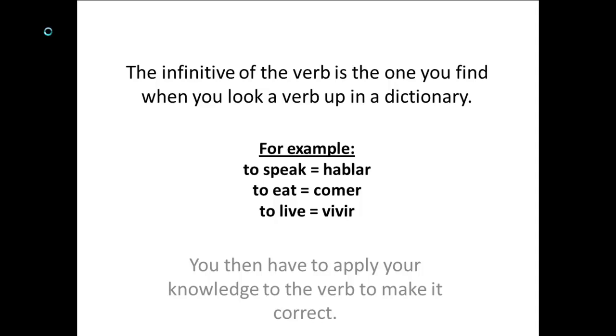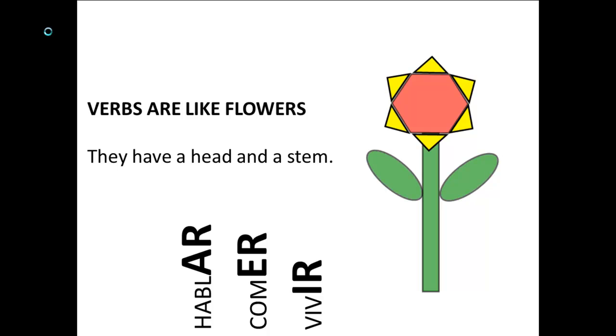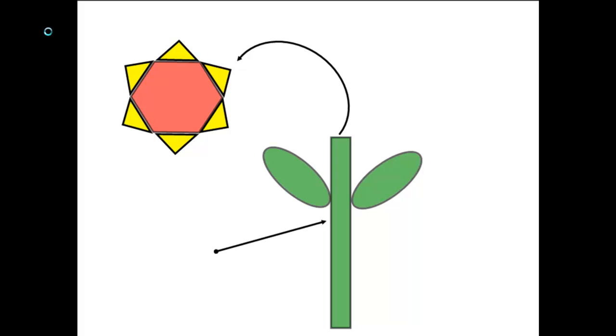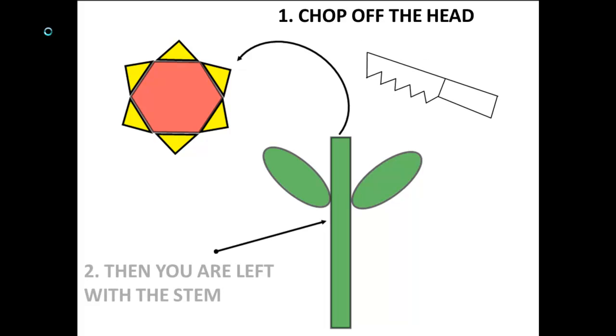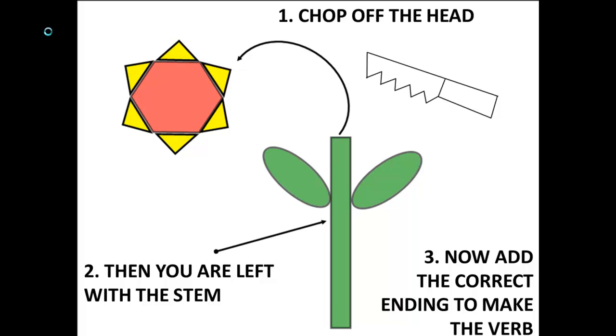You then have to apply your knowledge to the verb to make it correct. Think of this useful analogy. Verbs are like flowers. They have a head and a stem. Hablar, comer, vivir. Notice how there's a head, ar, er, ir, and there's a stem, habl, com, viv. And verbs are like flowers because when you chop off the head, all you're left with is a stem. Here we see the example. Chop off the head, chop, chop, chop, then you're left with the stem. Now you would add the correct ending to make the verb.